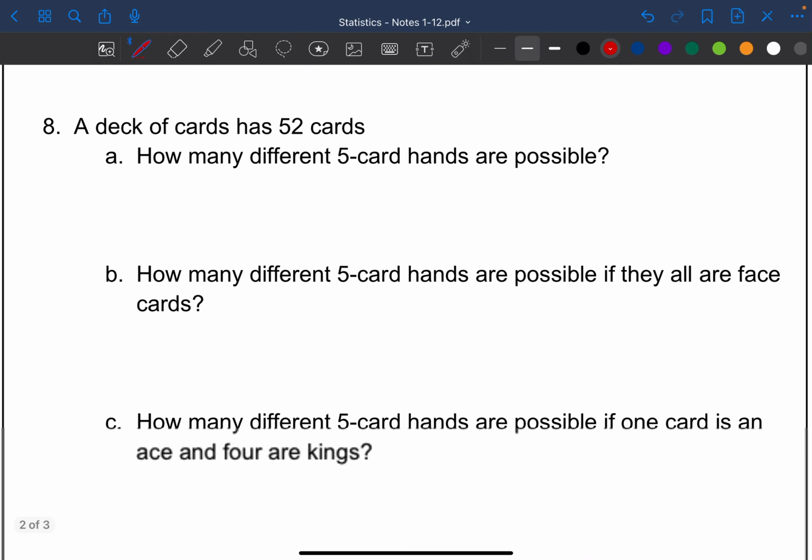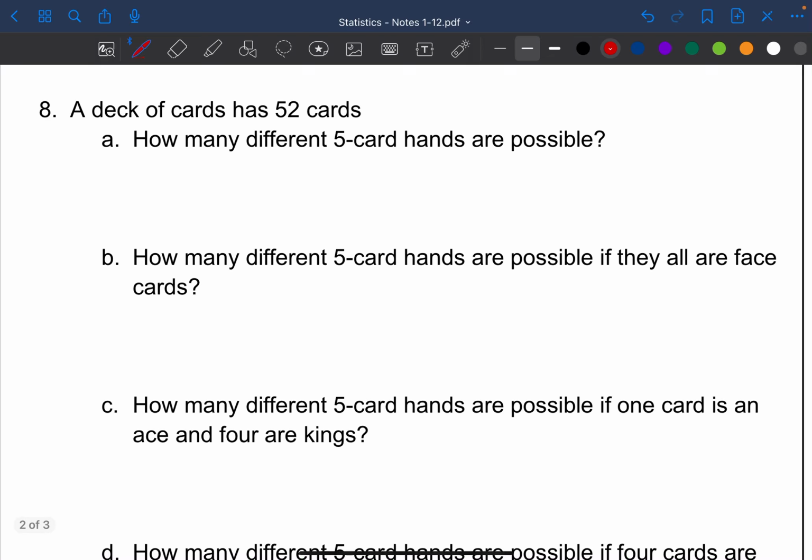Okay. Now the last example, number 8. A deck of cards has 52 cards. Now, if I deal the same 5 cards but in a different order, is that a different hand? No, it's the same hand. So how many different hands are possible? That's 52C5.